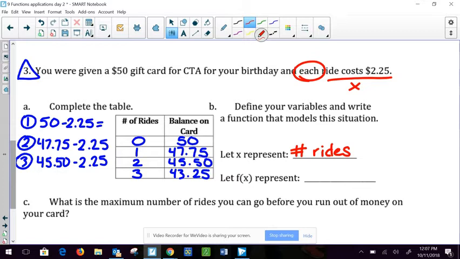Well, if you have a gift card and you're constantly taking money off of it, we want to know how much is left. We call that the balance. So f of x represents the balance left on the card. Balance on card. Now that we have identified what our variables represent, we can write an equation.